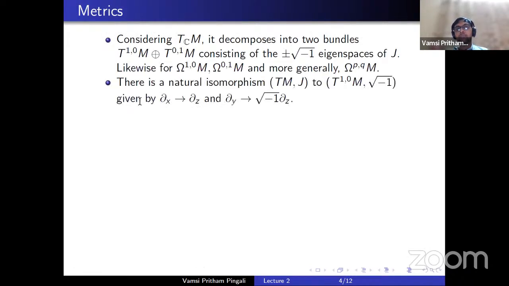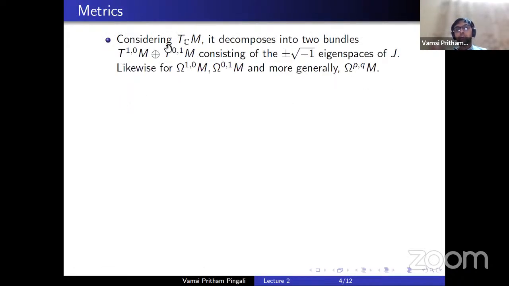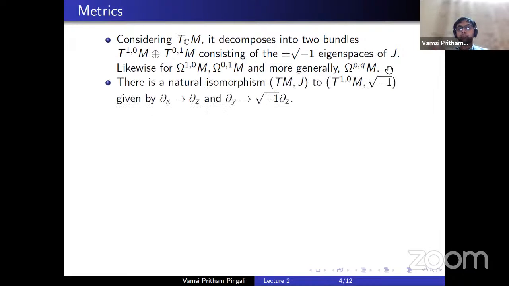Now, when you do this, this thing at each point decomposes into two complex vector spaces, the plus and minus square root of -1 eigenspaces. And indeed, the plus square root of -1 eigenspace turns out to be T10, the T10 we defined much earlier, the last time. And minus i turns out to be T01. Likewise, if you take the dual of the tangent bundle, the bundle of one forms, you get omega10 and omega01. More generally, if you take their wedge products, you get, as we did the last time, (p,q) forms.